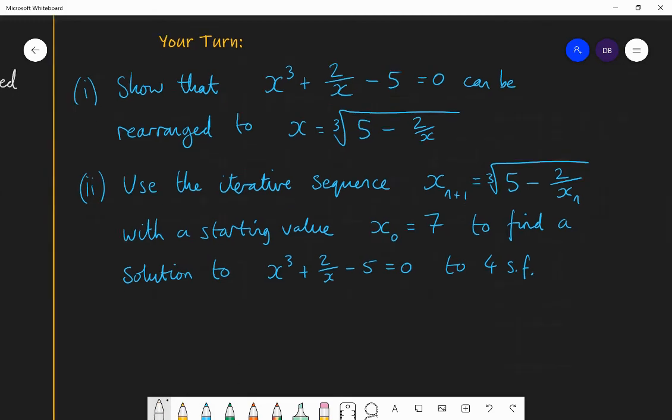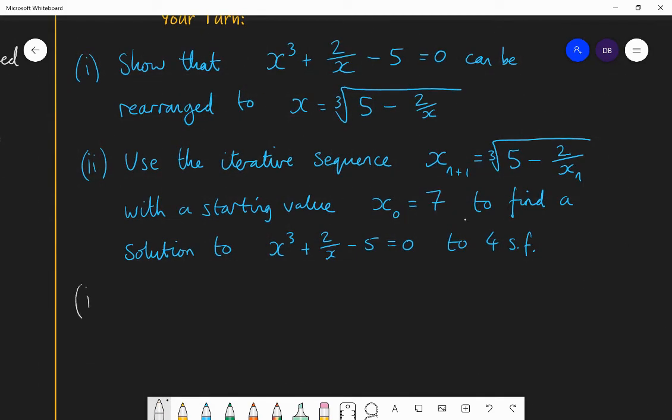Okay, so the answer, part 1, is simple. It's only a couple of steps. You simply have to take away 2 over x and add 5 to both sides, and you get x cubed equals 5 minus 2 over x. And then that leads to the fact that x is equal to the cube root of 5 minus 2 over x.